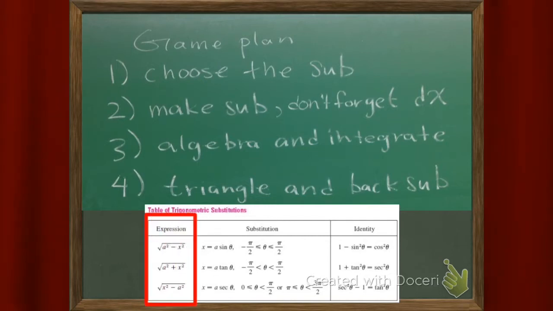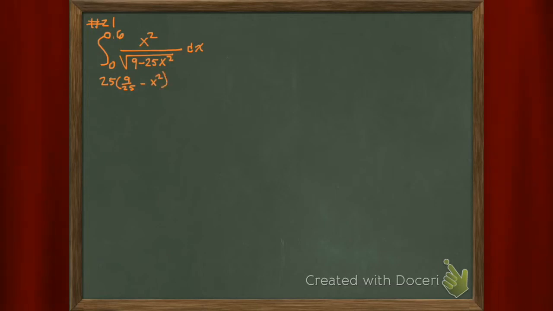Our problem, we're going to use this one. Why? What's our problem? We're going from 0 to 0.6 of x squared over the square root of 9 minus 25x squared dx. What's next? We're trying to get it in the form. So we factor out that 25 because we need a 1 in front of the x squared. Then we see that 9/25 is the same as (3/5) squared, which implies our a is 3/5.